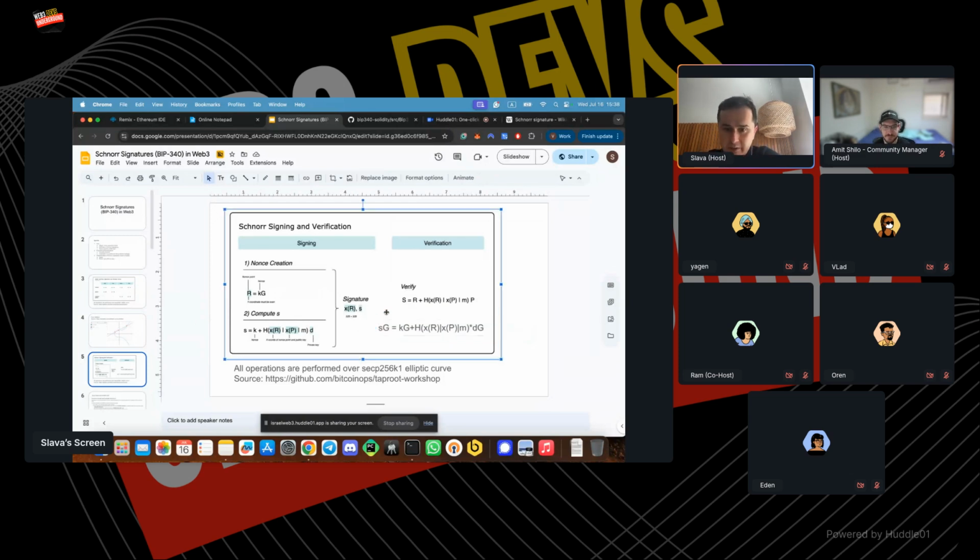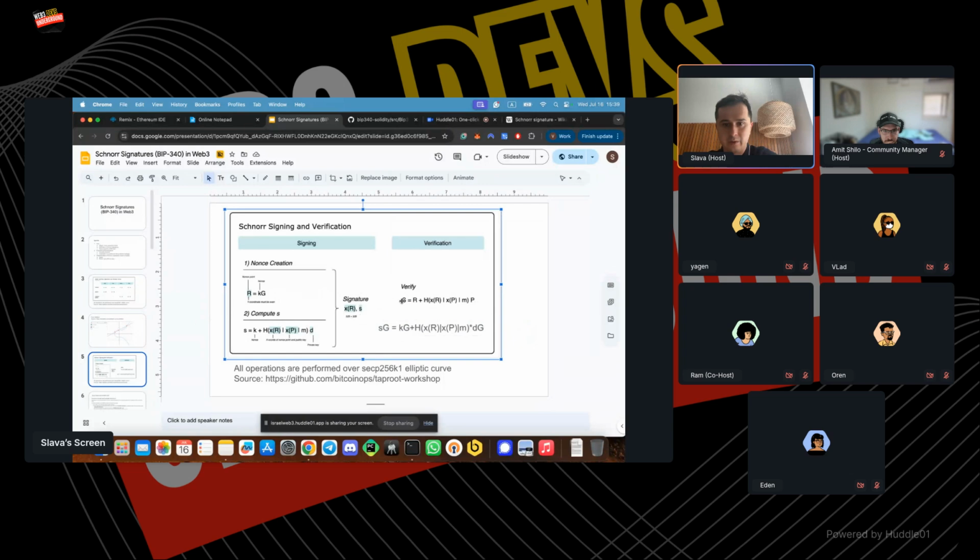Okay, so going back to the formula. In order to verify, what do you need to do? You have s, and you can calculate capital S. Capital S is just s times G. It's here. And then you take R, which is the nonce point here. This hash is known, so you can also calculate it, and the public key is also known, so you can calculate the expression on the right hand side. Then you need to compare these two numbers. If they are equal, then the signature is correct. If those numbers are not equal, then the signature is not correct.